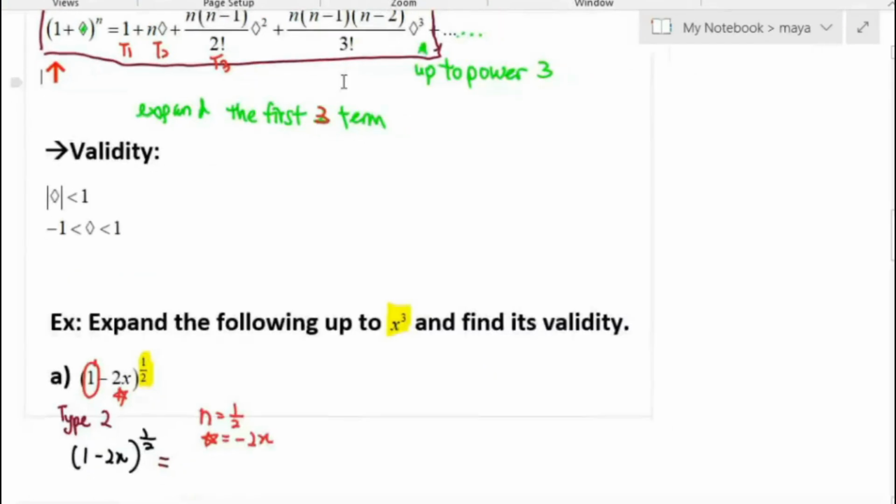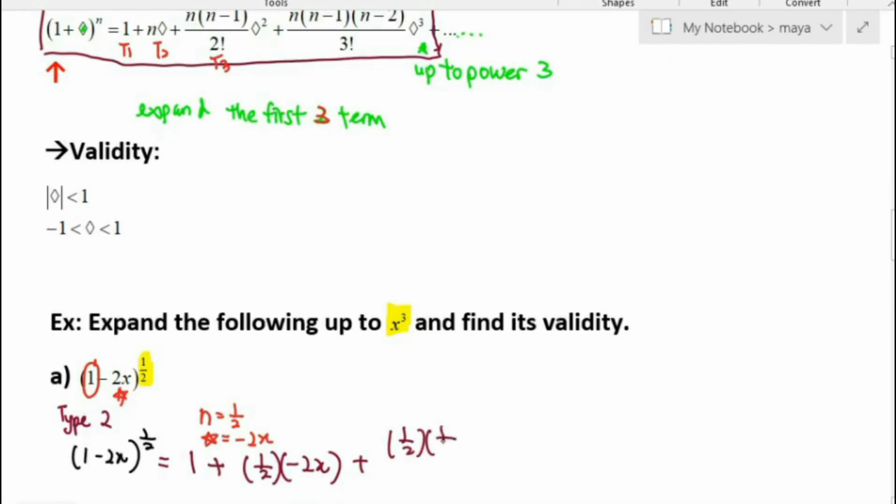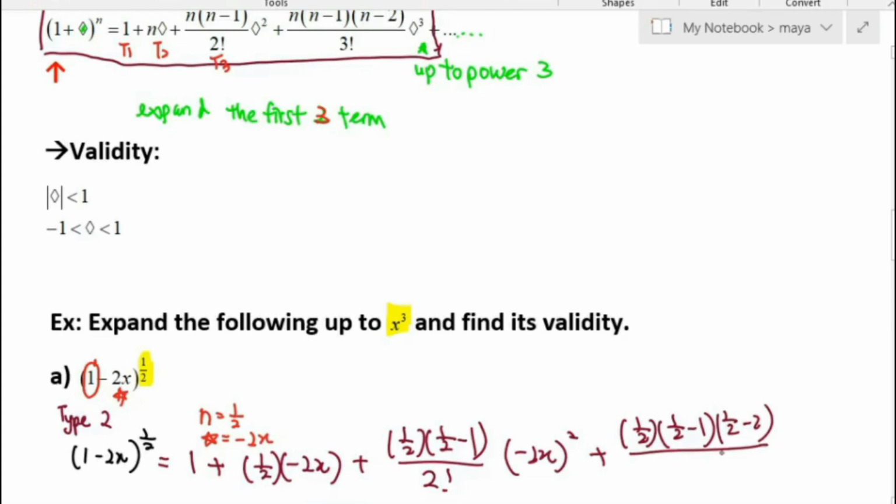So using that formula, we expand. It will start with 1 plus n, which is 1 over 2, times your star, negative 2x, plus n, which is 1 over 2, times n minus 1, which is 1 over 2 minus 1, divided by 2 factorial, and then negative 2x power 2, plus n, n minus 1 and n minus 2 over 3 factorial, times your star there, power of 3, and let's put 3 dots here.